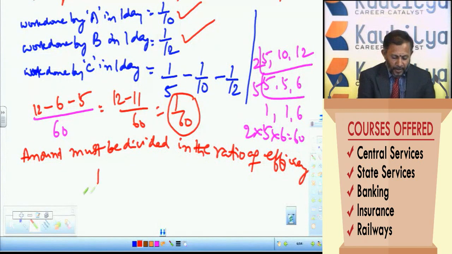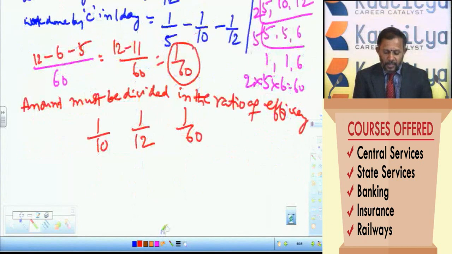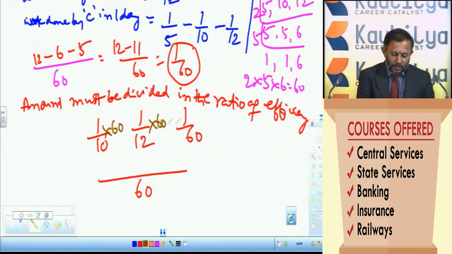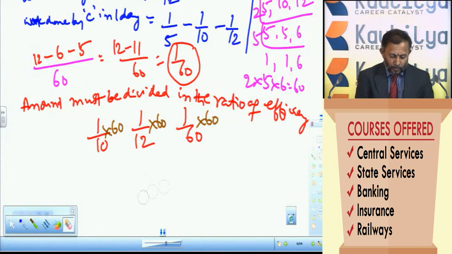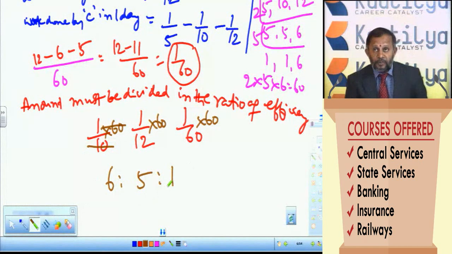So amount must be divided in the ratio of efficiency. So 1 by 10, that is the work done by A in 1 day, 1 by 12, that is the work done by B in 1 day, and 1 by 60, that is the work done by C in 1 day. So here 60 is the LCM, or you can multiply each fraction by the number 60. So therefore the simplest form of this ratio is 6 is to 5 is to 1.